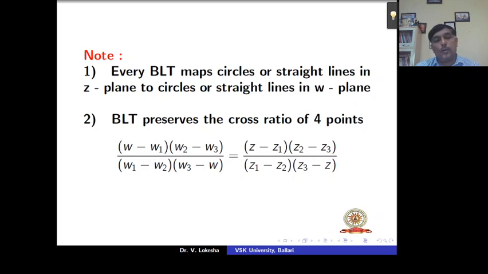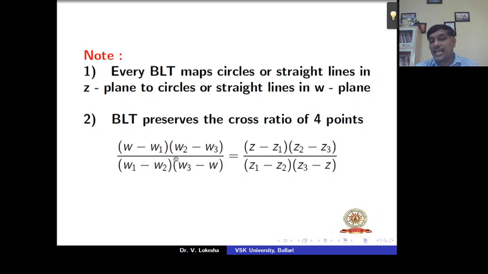We will note that every bilinear transformation maps circles or straight lines in the z plane to circles or straight lines in the w plane. And also the cross ratio of w minus w1, w2 minus w3, w1 minus w2 and w3 minus w1.